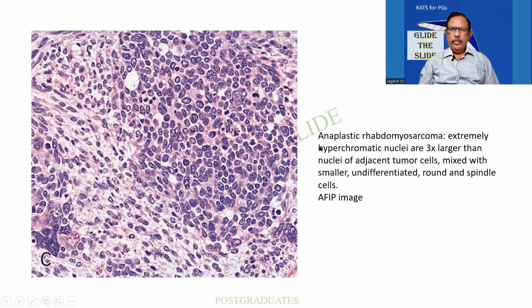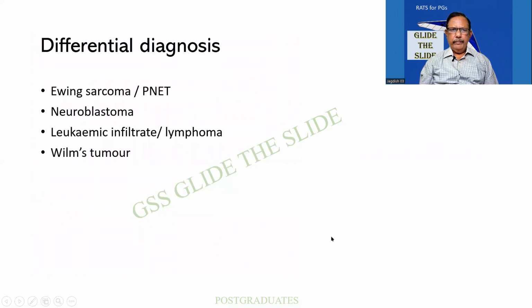Anaplastic rhabdomyosarcoma: extremely hyperchromatic nuclei, more than 3 times the size of the adjacent tumor cells. Look at this one. These are also there, but these are looking much larger. And they are undifferentiated, which means I cannot say what its origin is. Round to spindle shape. And sometimes there can be multinucleated giant cells, as we are seeing over here, or in this case. There are many nuclei together forming the giant cell.